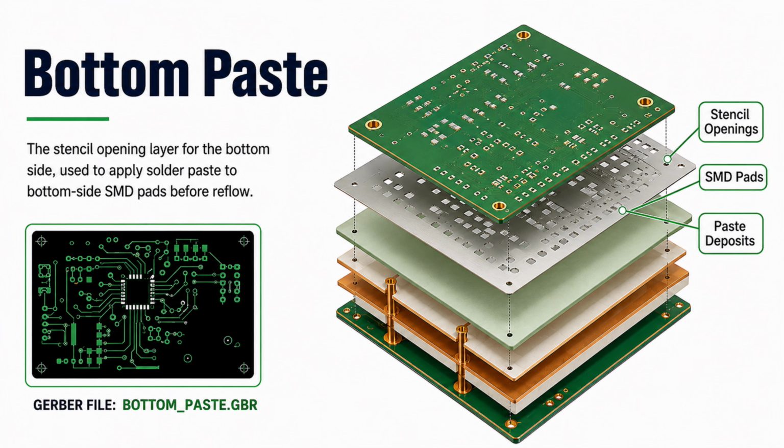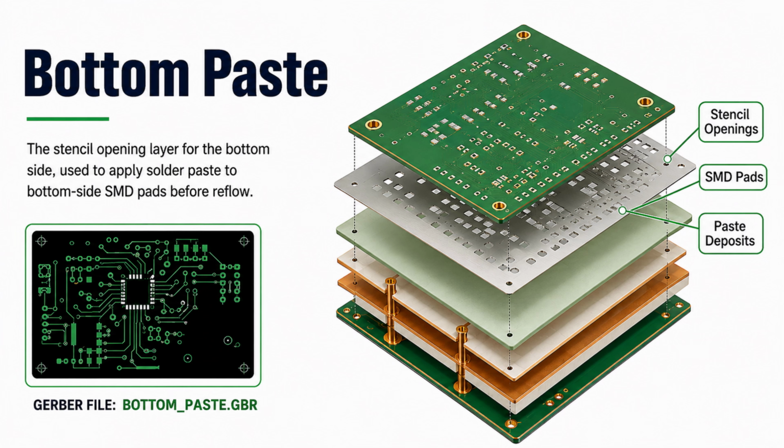This file is required when the board has SMD parts mounted underneath, especially in double-sided assembly. Just like the top paste layer, it is used to manufacture a stencil that controls where solder paste will be deposited. The bottom paste file tells the manufacturer which bottom side pads need paste and how large each paste opening should be. This is important because paste volume must be controlled carefully.